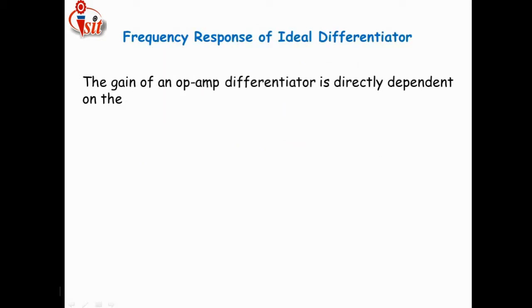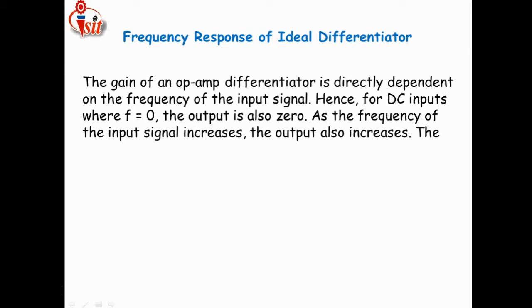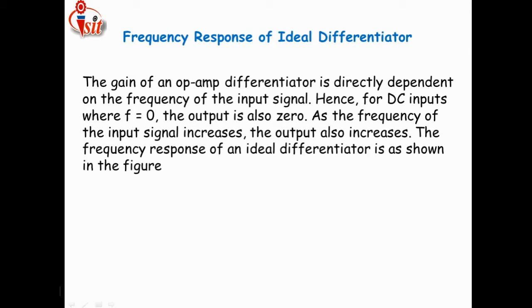Then the frequency response of an ideal differentiator. Frequency response is a very important parameter that plays many vital roles in the design, construction and execution of that differential amplifier. Just see what it shows. The gain of an op-amp differentiator is directly dependent upon the frequency of the input signal. Hence, for a DC input where F, that means frequency, is equal to 0, the output is also 0. As the frequency of the input signal increases, the output also increases.